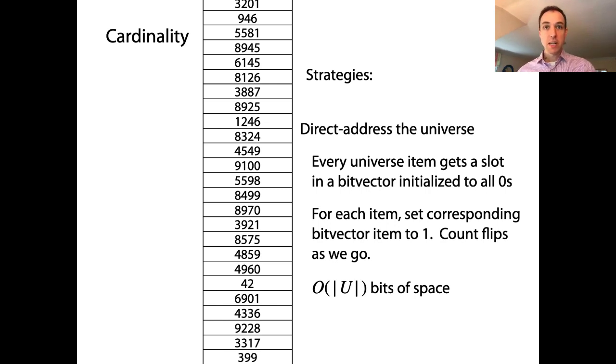So how much space do we need? We need as many bits as there are possible items in the universe. So we could call this big O of size of big U bits of space. Depending on the size of the universe, that can of course be completely impractical, right?